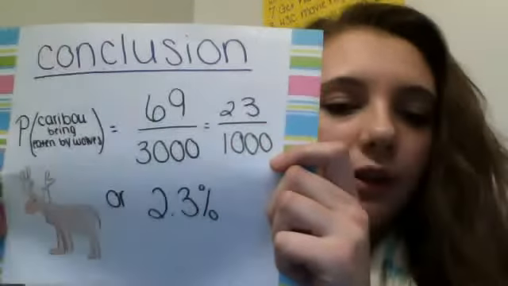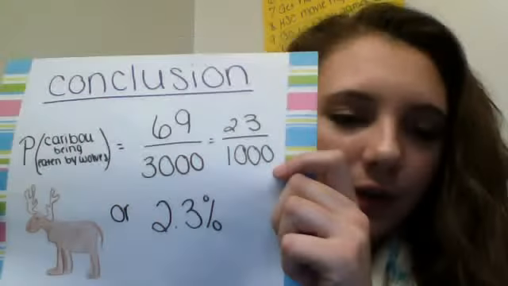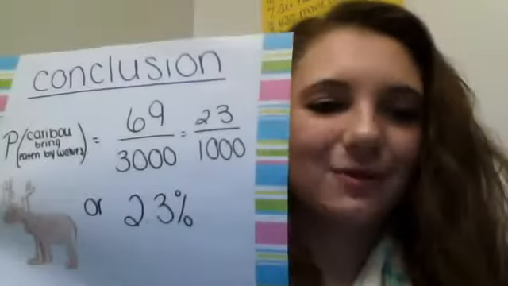So you can also write this as 23 over 1,000, or in percentage form as 2.3%. And that is our final answer for the probability of caribou being eaten by wolves.